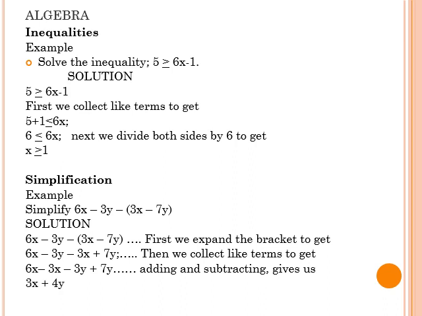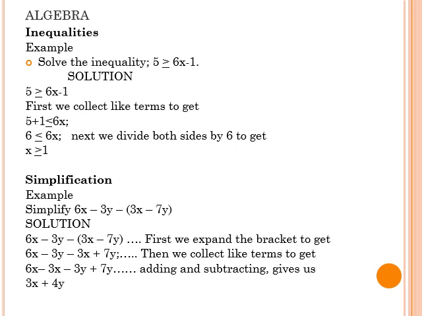The next one we are going to look at is simplification. The first example here says: simplify 6x minus 3y minus bracket open 3x minus 7 bracket close. I believe we are all familiar with this kind of question. The first thing we do is open the brackets. How do we do that? We take what is outside the brackets and multiply it by what is inside the brackets. In this case, it is the minus sign. When we multiply this bracket by the minus sign, it gives us 6x minus 3y minus 3x plus 7y.